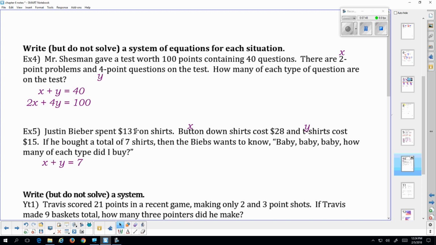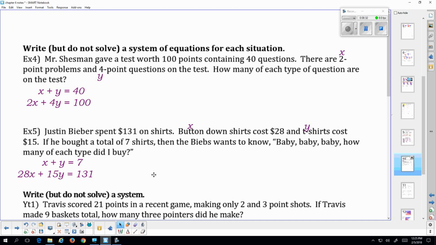Now my second equation is going to be about the value of the shirts. Okay, and we're going to deal with the $131 right here. So the button-down shirts, how much did the button-down shirts cost? They cost $28. So my second equation, I'm going to do 28x, and how much did the t-shirts cost? They cost 15. So my second equation is going to be 28x plus 15y, and then that equals the total amount he spent on the shirts. So the second equation was all about how much money he spent. And then you can solve that system of equations. You can maybe multiply the top one by 28 or 15 if you really want to, but all we need to do is just write the equation and set it up.